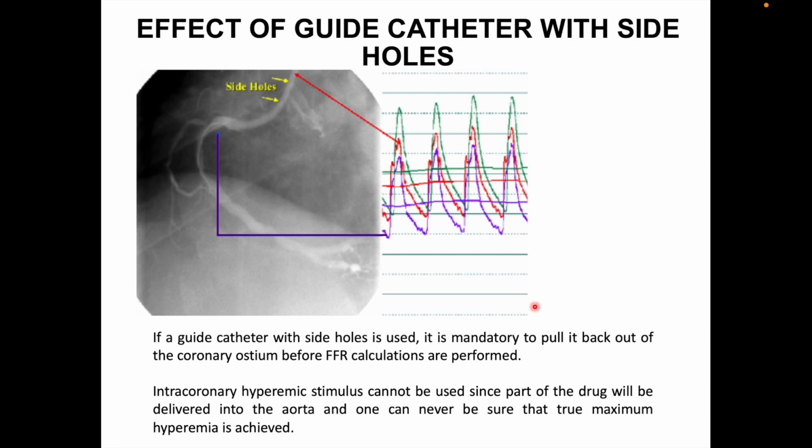Now, if you are still going to use side hole catheters, then it's important that you do the normalization and recording of FFR both with the guide catheter disengaged. And the other thing which is important is that you cannot use intracoronary adenosine with side hole catheters, because a lot of this adenosine is going to leak out of the side holes. So it's important to use IV adenosine infusion if you are using the side hole catheters.